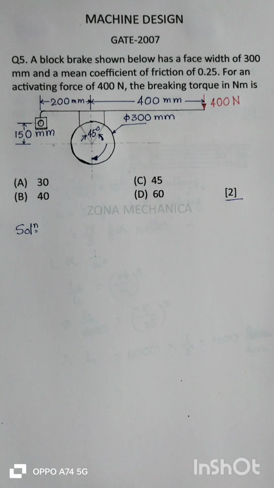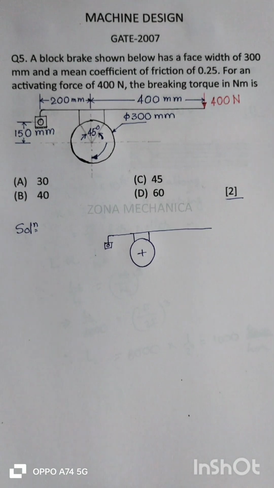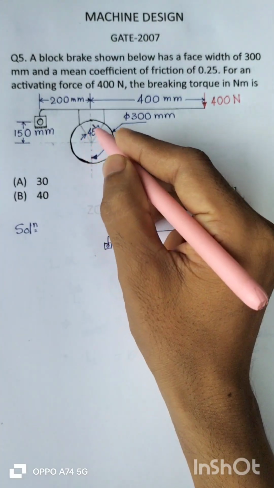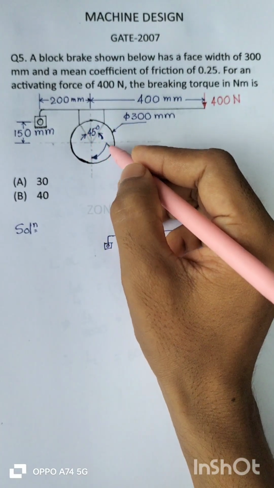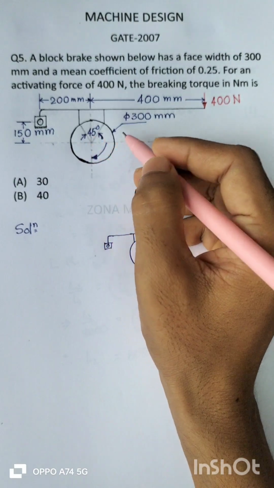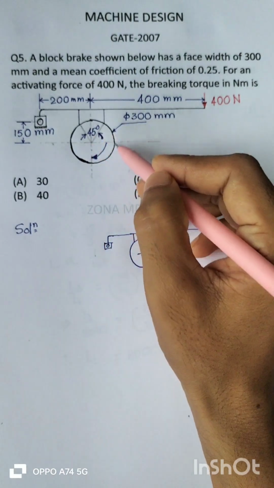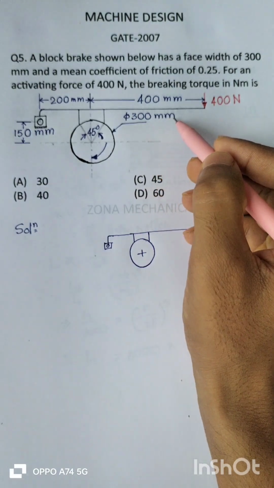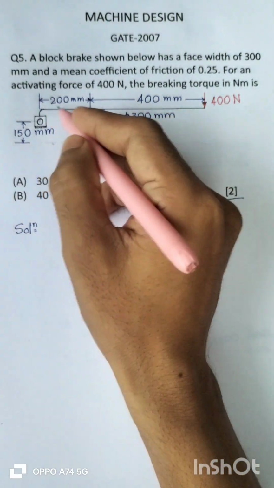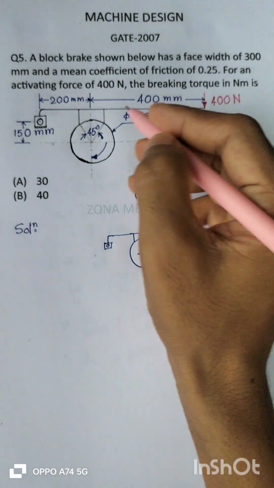Well, let me draw the figure once again. As you can see in this figure, this is the wheel, the rotating wheel. The sense of the rotation is also given, which is clockwise, and the diameter of the wheel or the drum is 300 mm, and this is the block, and this is the lever.